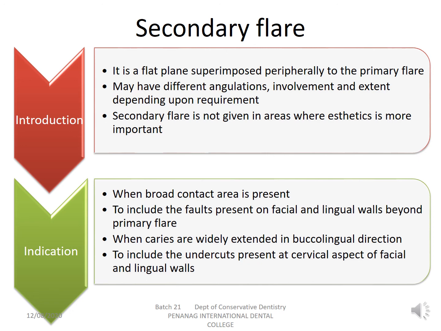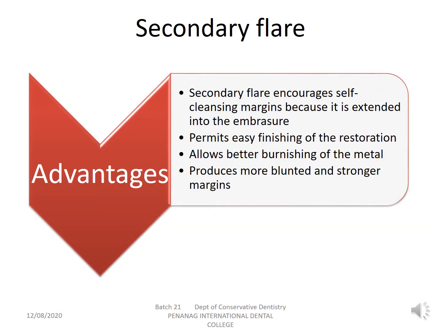Indications of secondary flare: when the contacts are very broad to include faults present on facial and lingual surface beyond the primary flare, when the caries are widely extended in the buccolingual direction, and to include any undercuts present at the cervical aspect of facial and lingual walls. The advantages of secondary flare: it encourages self-cleansing margins because it is extended into the embrasure. It permits easy finishing of the restoration, allows better burnishing of the metal, and produces more blunted and stronger margins.